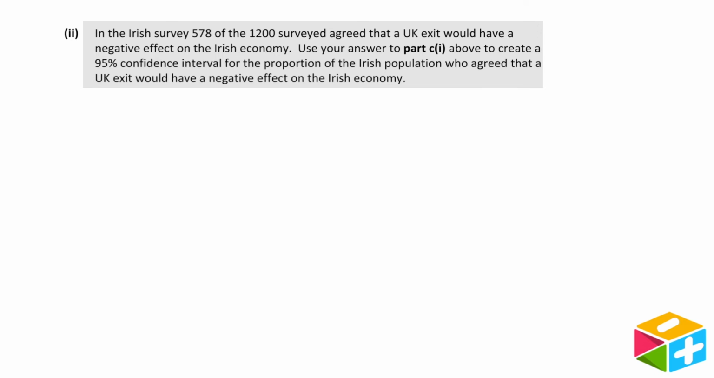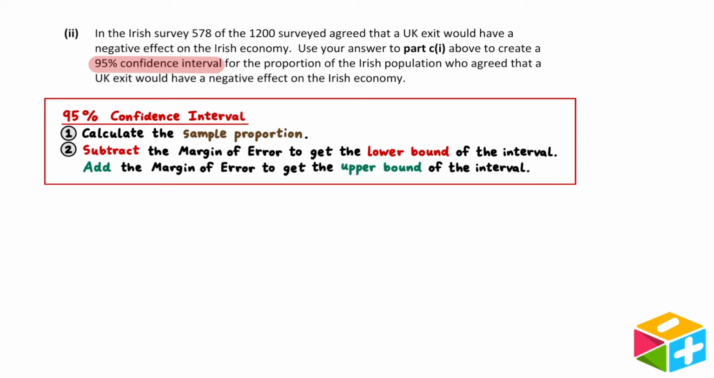Well, finding a 95% confidence interval boils down to the following two steps. Firstly, we calculate the sample proportion. And secondly, we subtract the margin of error to get the lower bound of the interval, and we add the margin of error to get the upper bound of the interval. Let's start with step 1.